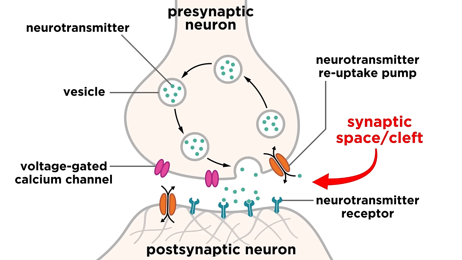These signaling molecules are released into the synaptic cleft, where they can diffuse until reaching the receptors on the postsynaptic neuron. The neurotransmitters act as ligands for these receptors, and each specific neurotransmitter will be able to bind to a certain type of receptor. Thus, different neurotransmitters can relay different types of messages throughout the brain.